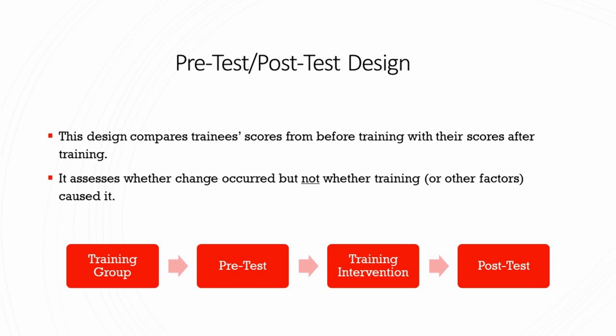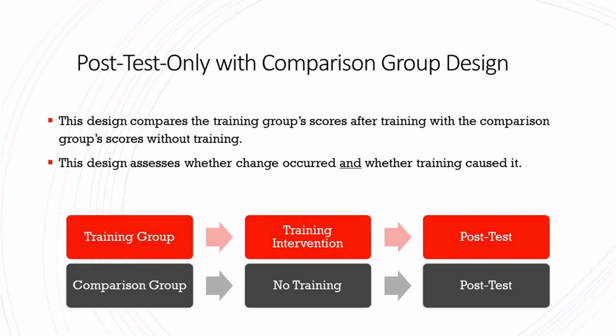However, without a control group, we can't be sure that the training program we are evaluating was the cause of this change. An increase in productivity, for example, might have been caused by a change in management, not the training program. This third design involves only a post-test, but includes a comparison group.